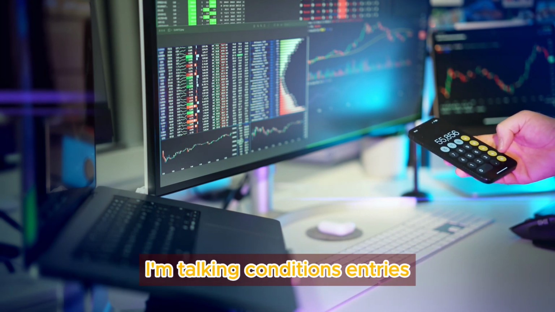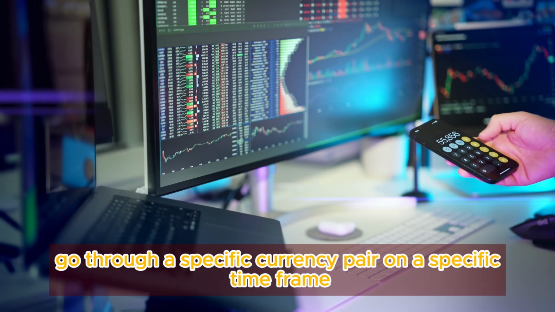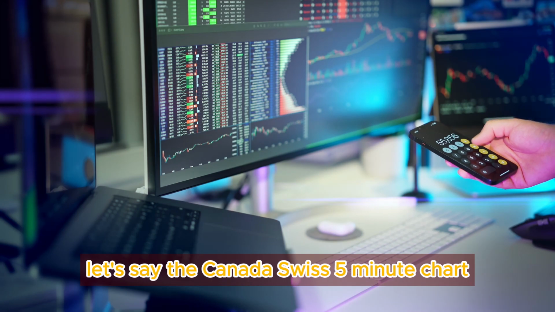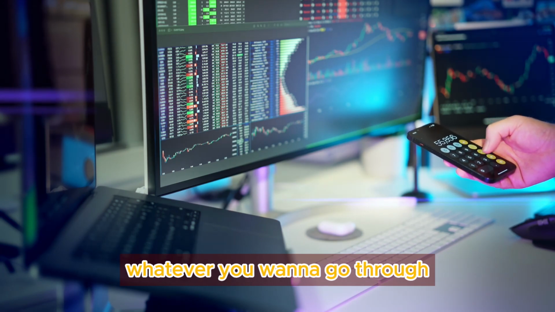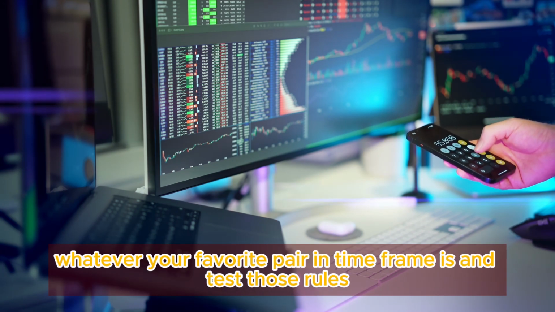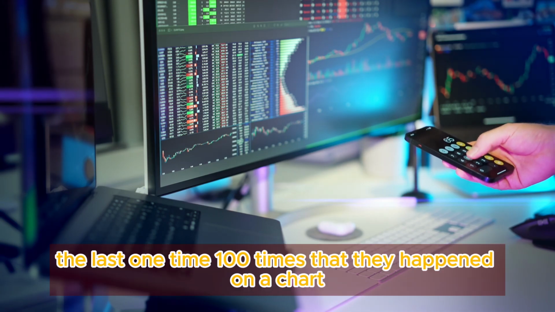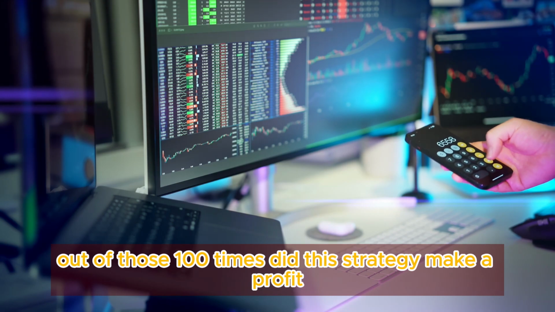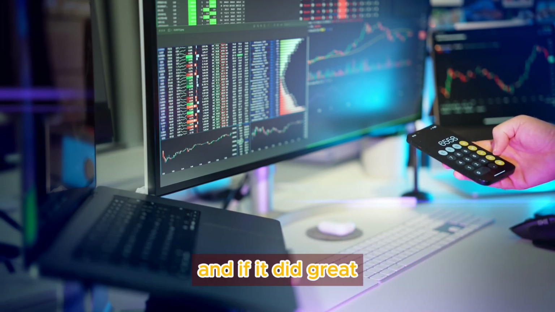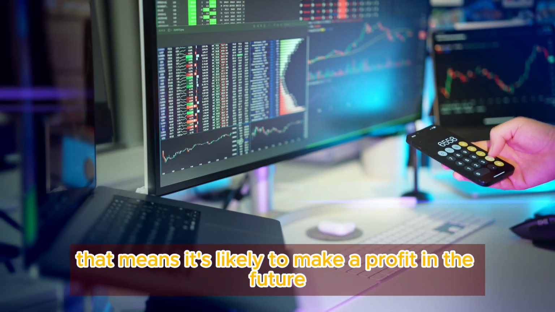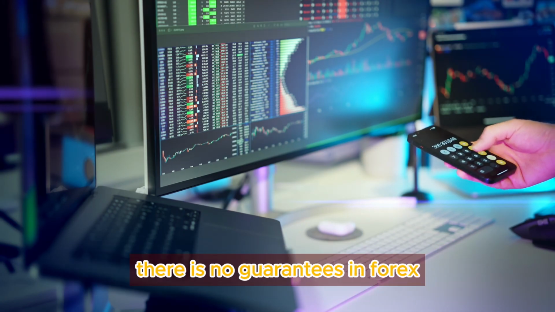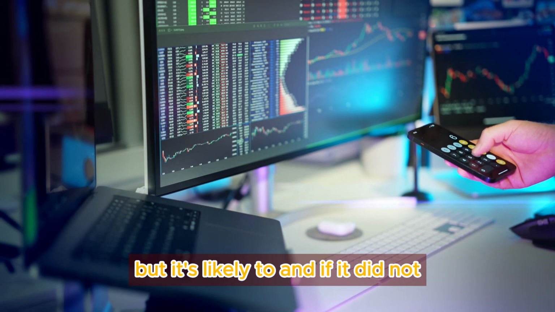I'm talking conditions, entries, stops, and targets. Go through a specific currency pair on a specific time frame. Let's say the Canada-Swiss 5-minute chart, whatever your favorite pair and time frame is, and test those rules the last 100 times that they happened on a chart. Out of those 100 times, did this strategy make a profit? And if it did, great. That means it's likely to make a profit in the future. There are no guarantees in Forex, but it's likely to.